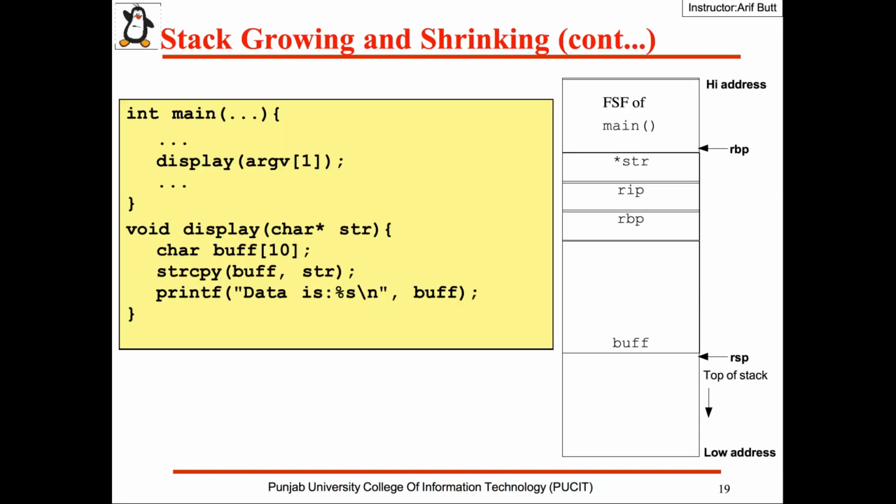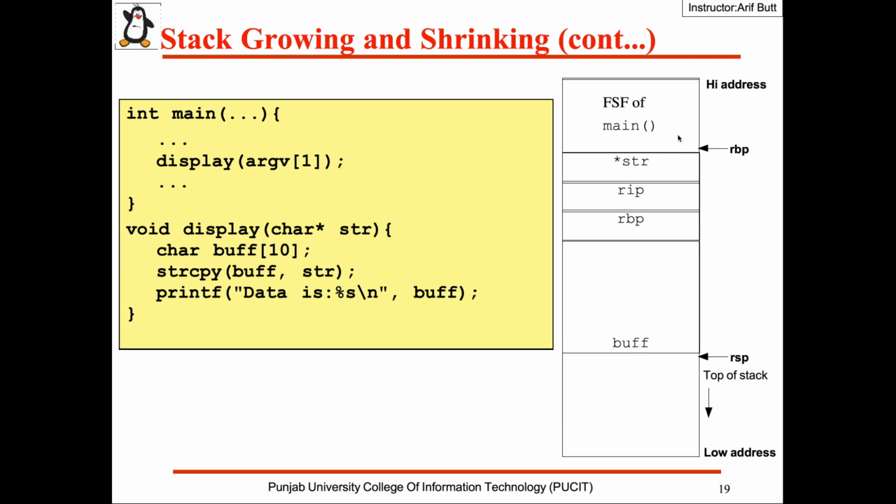Okay. So the main function is calling display with argv[1]. The display function is creating a buffer of 10, copying str to buff and printing the data. So this is the code.